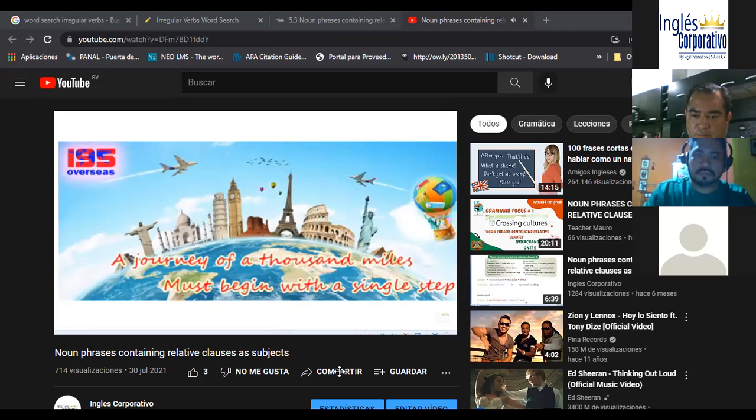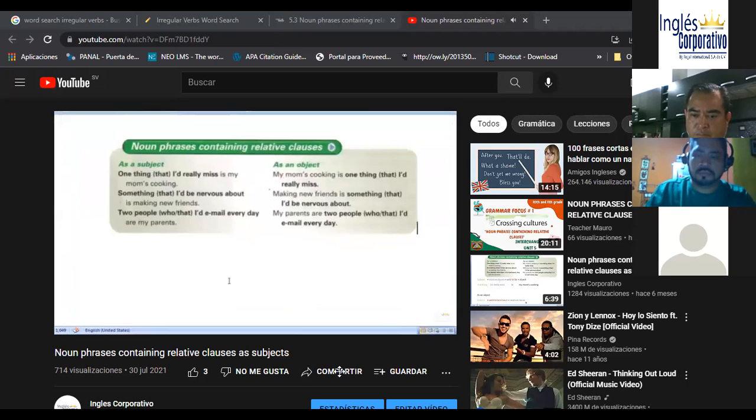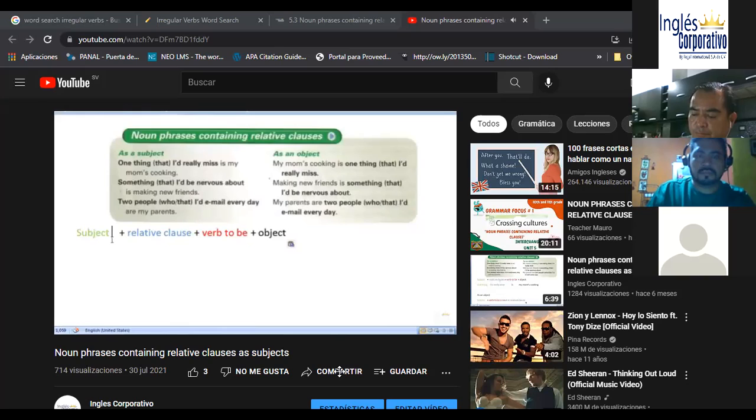So let me present some structure at this particular moment. What we're going to try to do is make sense of these noun phrases which contain relative clauses. First, we'll start talking a little bit about how we use this as the subject. Then we'll move into the object. I'll separate this into a different lecture. So in order to form this kind of expression, first we're going to have a subject. In this case, this subject becomes one thing. Then this is followed by a relative clause, I really miss. And then we're going to have the verb to be. In this case, as you can see, the verb to be is is. And then that's followed by an object or a phrase, if you will. So let's write that specific sentence down, and then we're going to try to make sense of it, as I mentioned. So let me do that at this point.